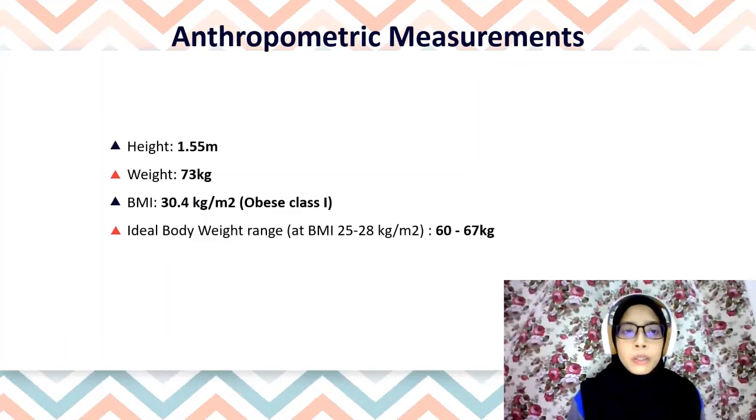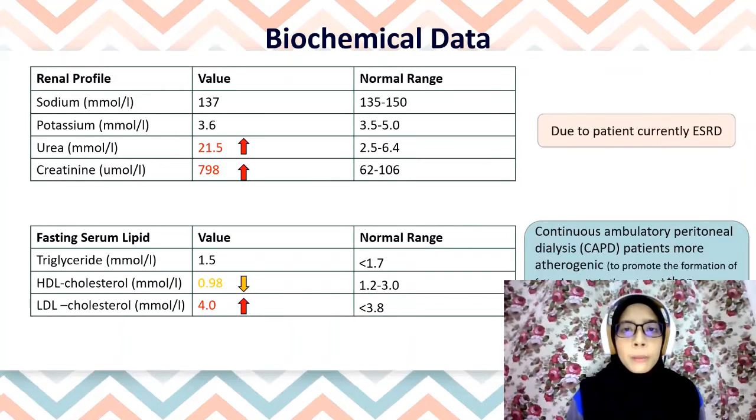For anthropometric measurement, the height is 1.55 meter with a weight of 73 kg and the BMI is around 30.4 kg per meter square, which is categorized under obese class 1. And patient ideal body weight range is around 25 to 28 kg per meter square, which is around 60 to 67 kg. So for biochemical data, first we start with renal profile.